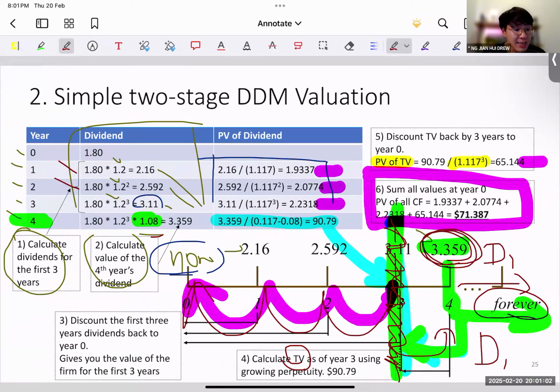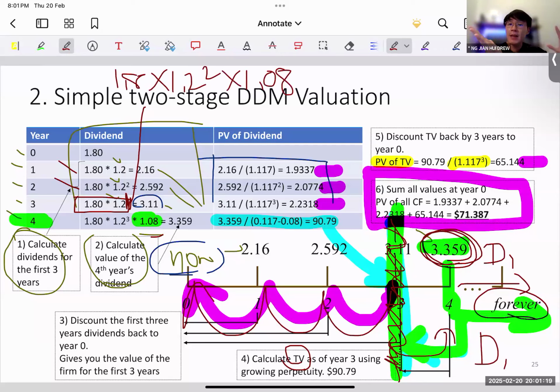and then for year 3, it is where you have this one, but then you need to, sorry, this, so you have 1.8 times 1.2 to the power 2 times 1.08, right? So let's say everything pushed back by 1 year, right? I think that's what I'm trying to say. Everything pushed back by 1 year.